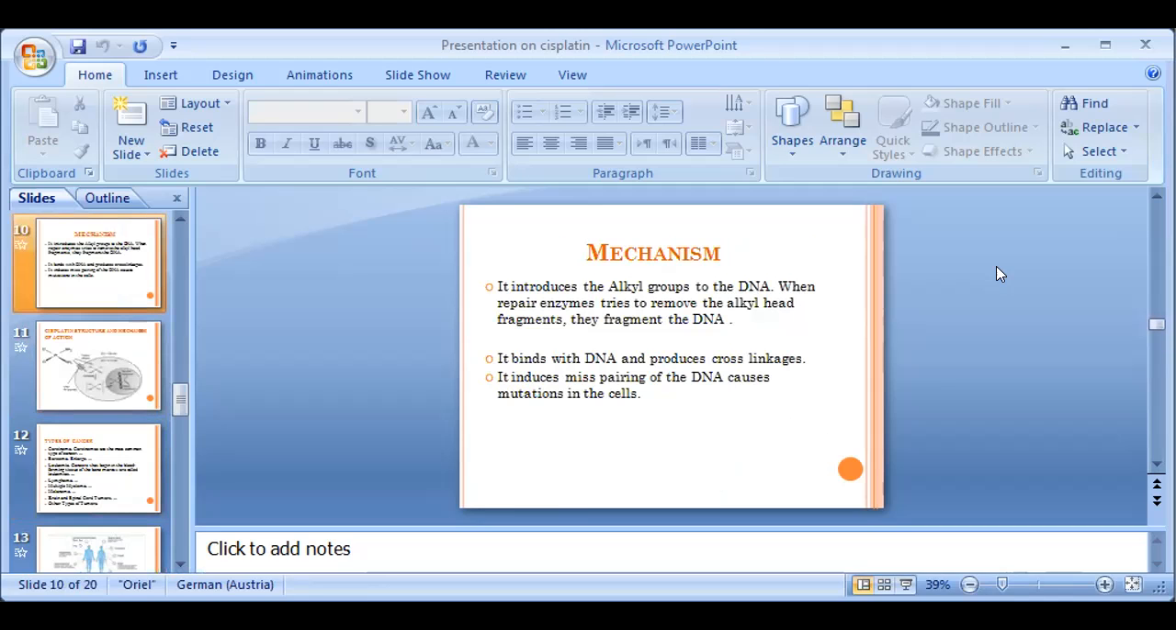Mechanism. It introduces alkyl groups to the DNA. When repair enzymes try to remove the alkyl halide fragments, they fragment the DNA. It binds with DNA and produces cross-linkages. It induces mispairing of the DNA and causes mutations in the cells.